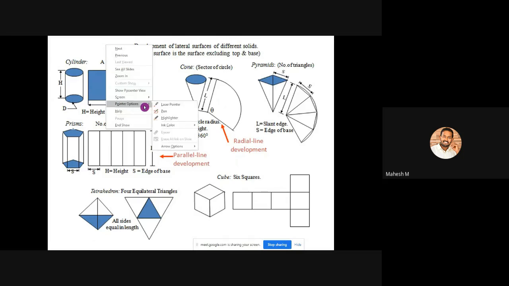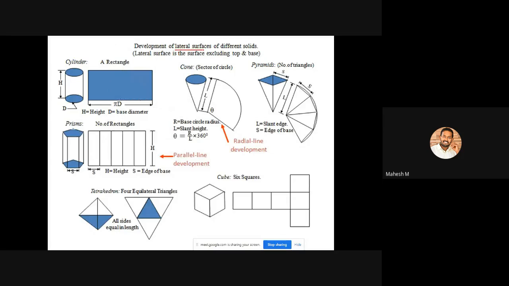In this particular slide we will mention what is called the lateral surface. Also, please remember one thing: while attempting this fourth unit problem, you have to be very careful while reading the problem question, whether it is development of surface or development of lateral surface. So this is the explanation for the word lateral surface. Lateral surface is the surface excluding top and base.